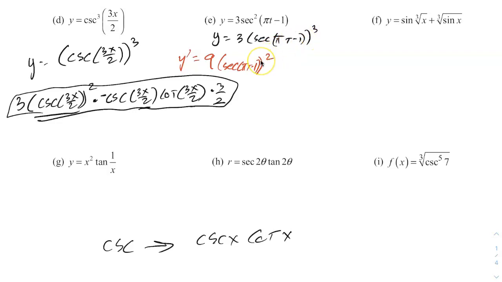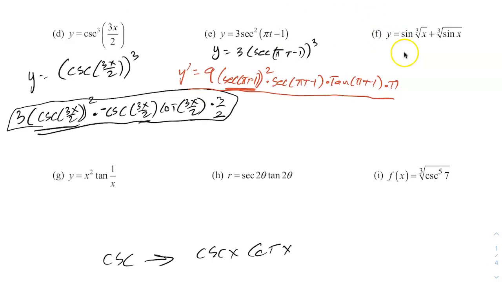Now times by derivative of the inside. Derivative of the inside is secant, so derivative of that would be secant tangent. So times secant, leave the inside alone, pi t minus 1, times tangent, leave the inside alone. Times by derivative of the inside of that, and the derivative of this guy right here is just pi. And that is my answer. Again, we're going to leave it like that.